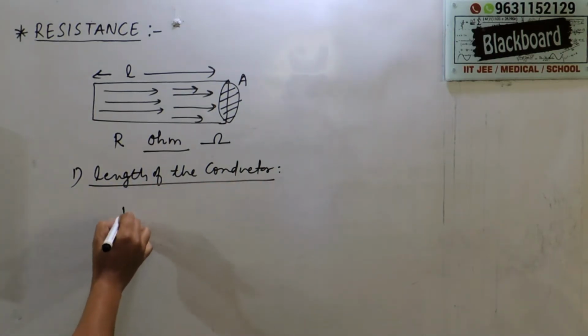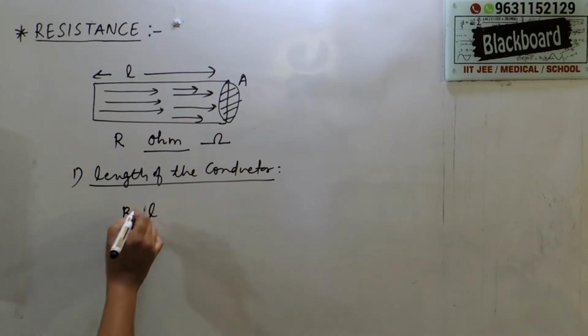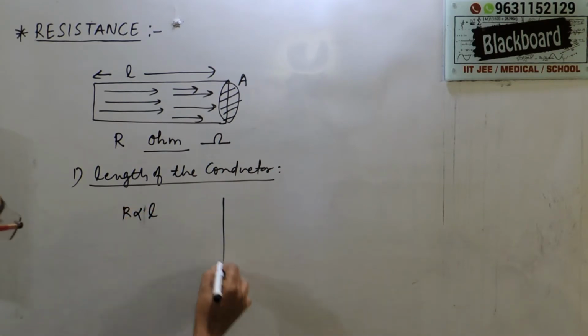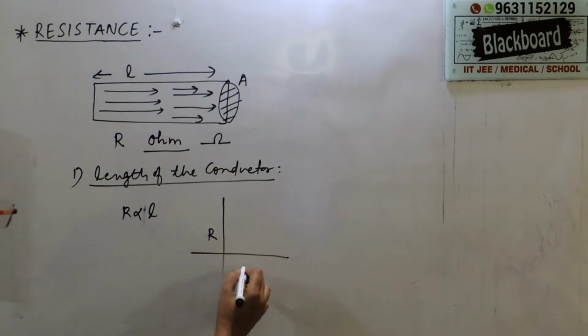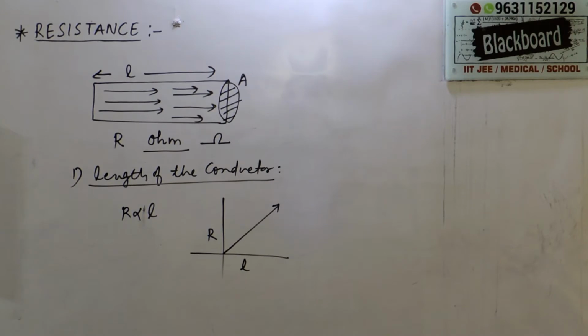That means here resistance is directly proportional to length. You can write R is directly proportional to L. If length is increasing, resistance is also increasing. The graph will be like this. There are many experiments which show that the resistance of the conductor is directly proportional to the length of the conductor.